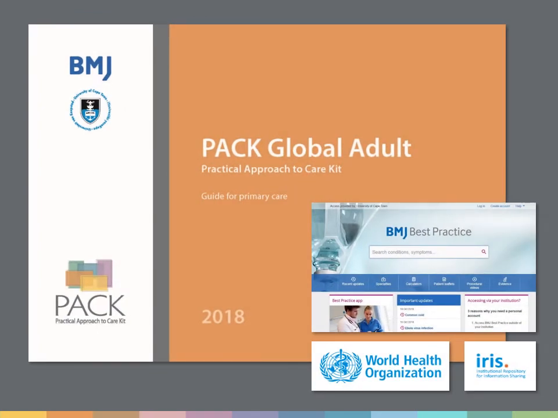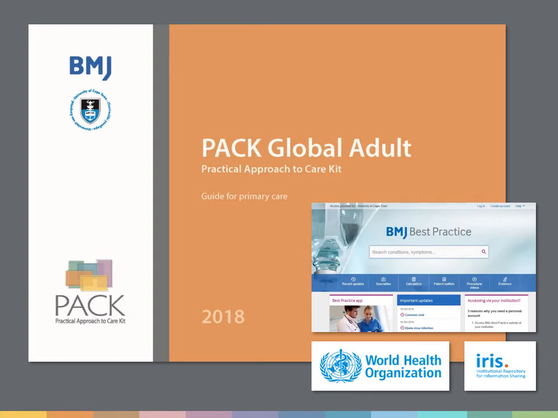In 2015, the KTU formed a partnership with the British Medical Journal, and using PAC Adult in the Western Cape in South Africa as our starting point, we checked each of the roughly 2,500 diagnostic and management recommendations in PAC against the BMJ's evidence synthesis product, Best Practice. We also aligned the PAC recommendations to World Health Organization guidance, and this has allowed us to publish PAC Global Adult along with its evidence base.